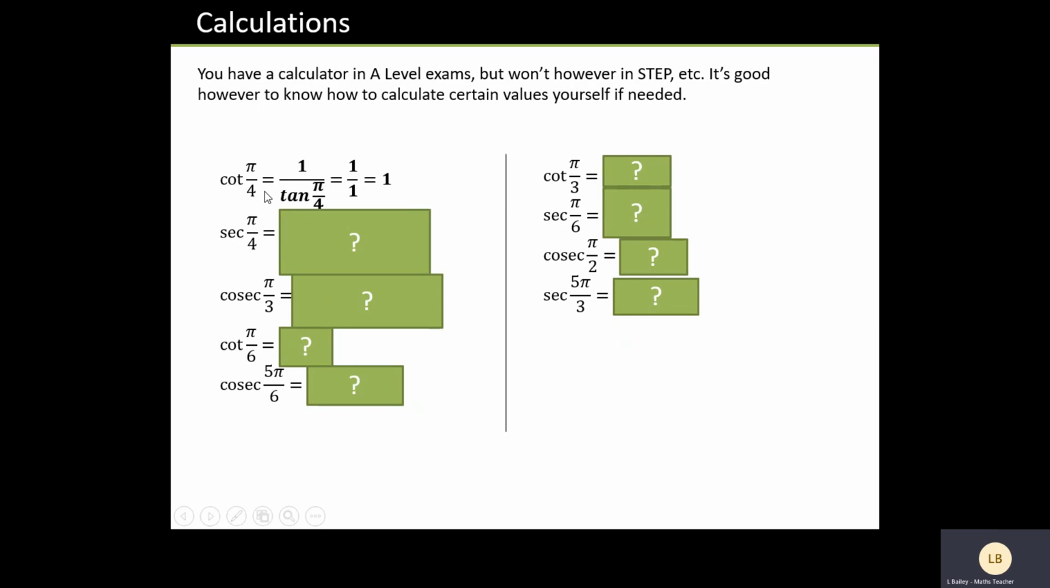For cot, we've defined cot as 1 over tan, so all you need to do on your calculator is tan of pi by 4, and then take the reciprocal, which gives you what cot of pi by 4 is. If you could pause me for a second, please, and work out all of those, and then I will click through the answers for you.